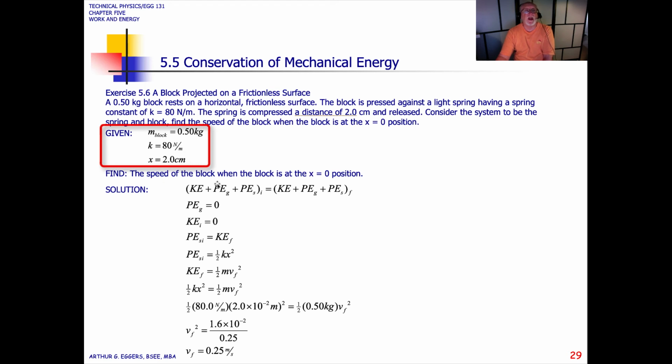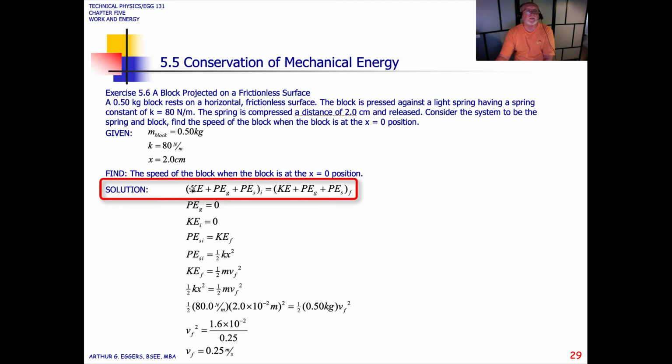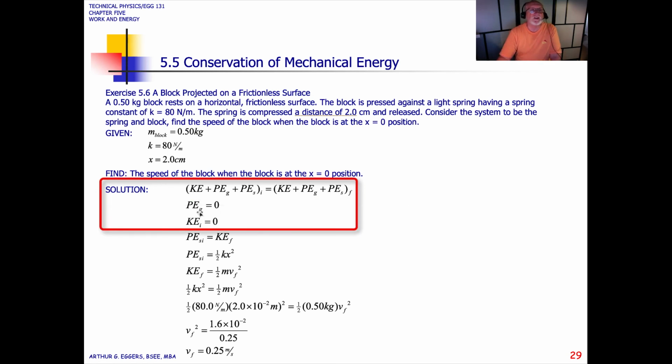Okay, so now we start with our buffet here. Kinetic energy, potential energy, initial, final. So let's look at the problem and determine which of these terms immediately go to 0 that we can get rid of. Well, the potential energy of gravity is 0 on this because there's no y-axis. There's no up and down in this problem. So throw that one away, get rid of it.